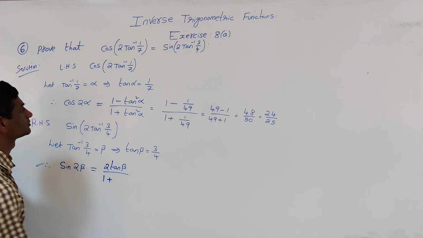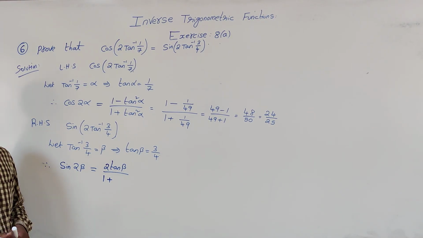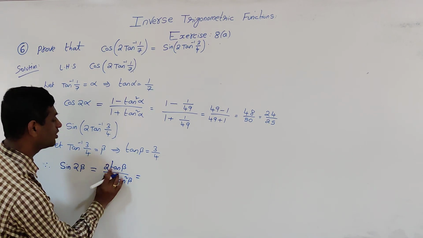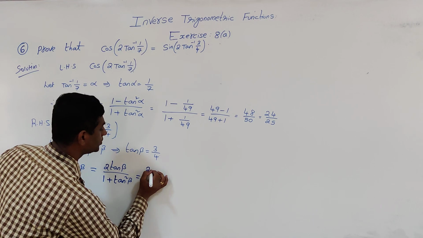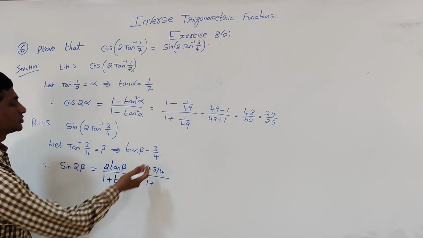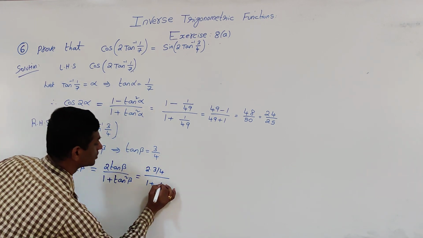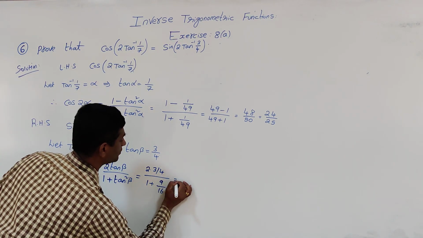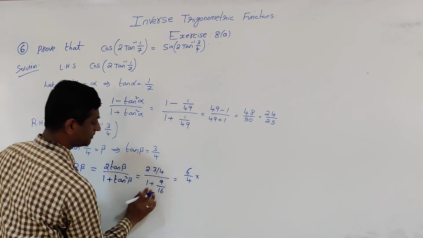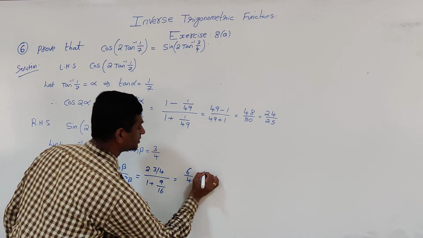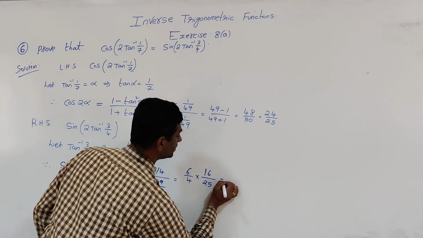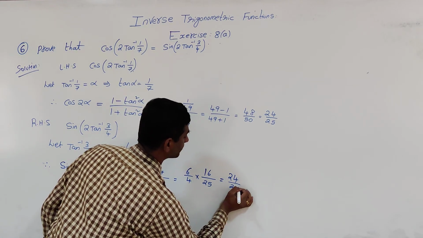1 plus tan square beta. Now substitute the value of tan beta. So 2 into 3 by 4 by 1 plus tan beta whole square, meaning 3 by 4 whole square. So it will be 9 by 16. So it will be 6 by 4 into, the LCM will be 16, so 16 plus 9 by 16. So 16 by 25, so 4 fourths. So it will be 24 by 25.